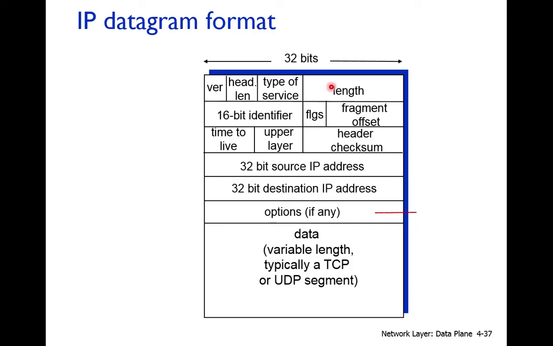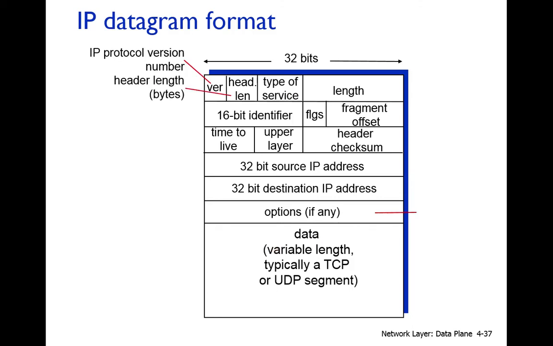And next is the length. Length basically represents the length of the total packet, including header plus data. The header length represents only the header length, and the length field represents the header length plus data. So if we subtract the header length from the length, then we can get what? The data length.